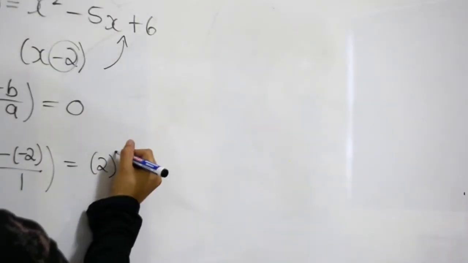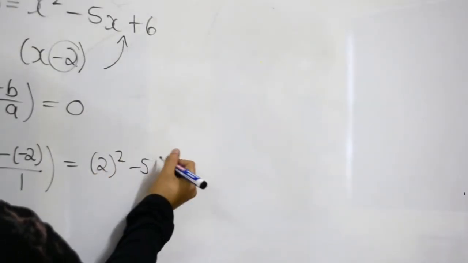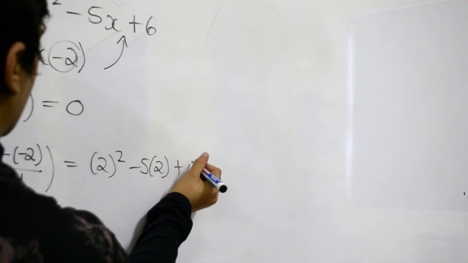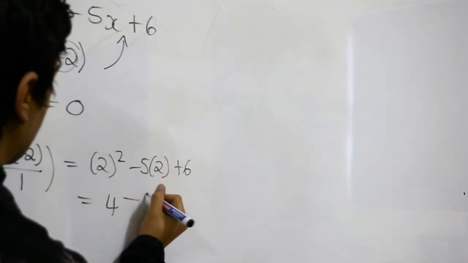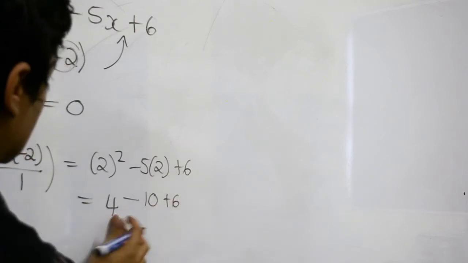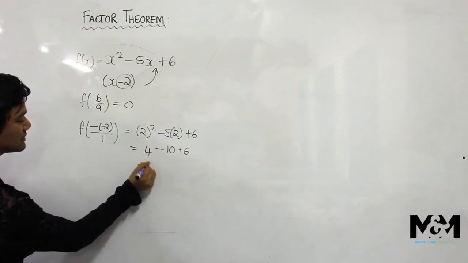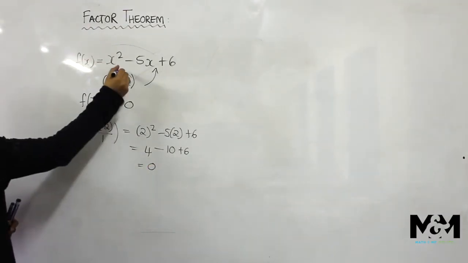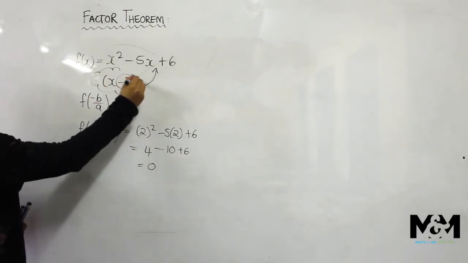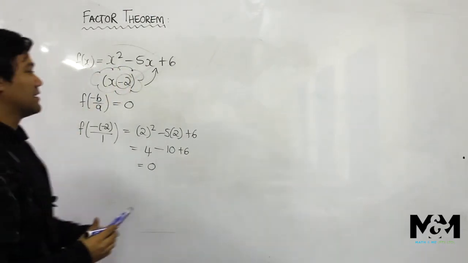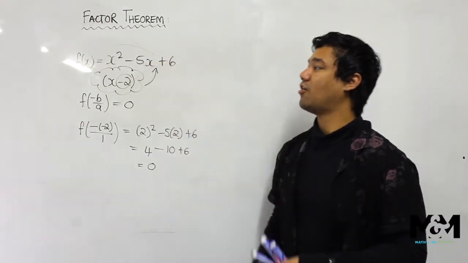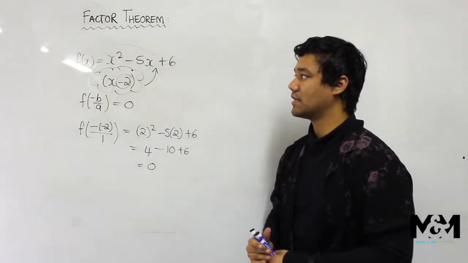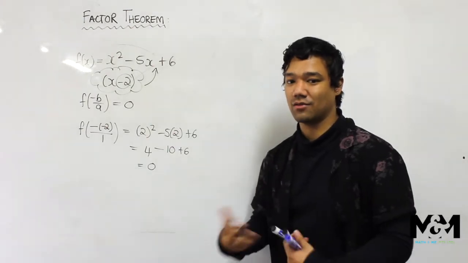So let's test it out. Positive 2 squared minus 5 times positive 2 plus 6. 2 squared is 4, minus 5 times 2 is 10, plus 6. 4 plus 6 is 10, minus 10 is 0. So therefore we can safely assume, not even assume, say that x minus 2 is or must be a factor of my function that I'm given. Okay, so this is basically how factor theorem works.